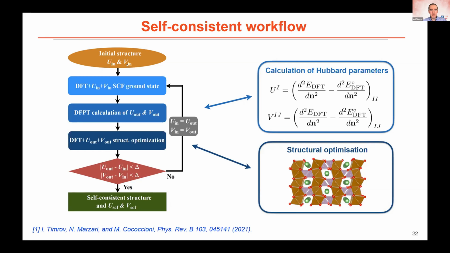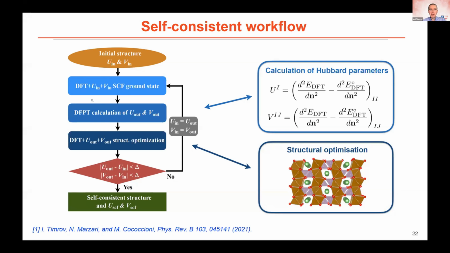You choose the initial structure, let's say experimental one or from a database, COD, ICSD, you name it. And you can in principle have an initial guess of Hubbard parameters. If you don't know anything, just use 0. But if you have some initial intuition about which values you should have, you put those in as the initial guess for Hubbard parameters. Then you perform a DFT+U+V self-consistent ground state. If you don't have U and V, it's 0, so it's simply a DFT ground state calculation, as we did yesterday.